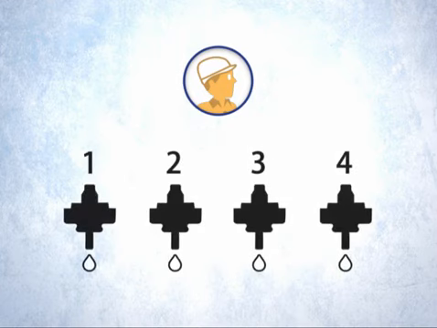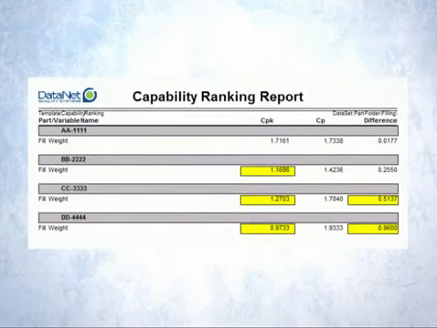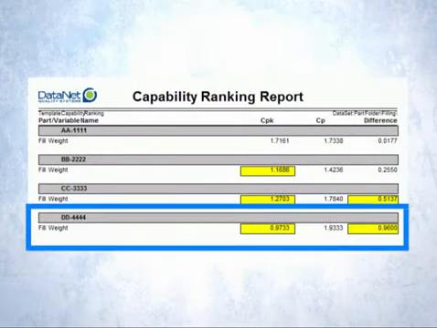Let's say you are a quality engineer responsible for 4 different filling operations, and you've been asked for your thoughts on which process should be prioritized for improvement. Many quality practitioners in this circumstance would look exclusively to traditional quality statistics, such as those in this capability ranking report, and target the process with the lowest CPK.